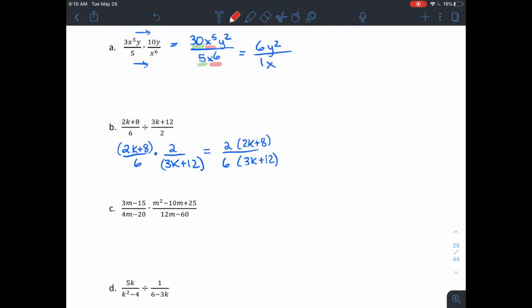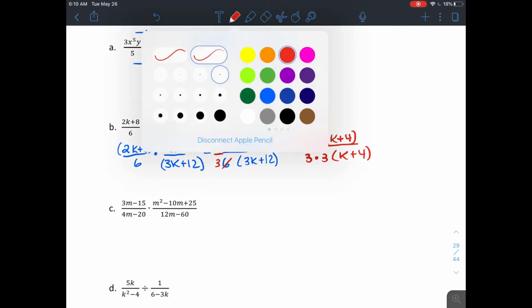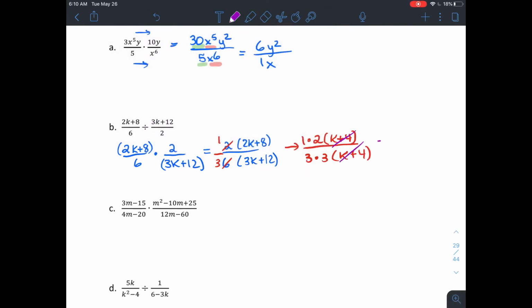And then I'm going to go ahead and notice that 2 and 6 are both divisible by 2 and turn that into 1 over 3. And then if you look at your factors that you have left, you can factor a 2 out of 2k plus 8 and a 3, and there's that 3 that was already there, out of 3k plus 12. And then your k plus 4s divide out to 1, and you just end up with 2 over 9.